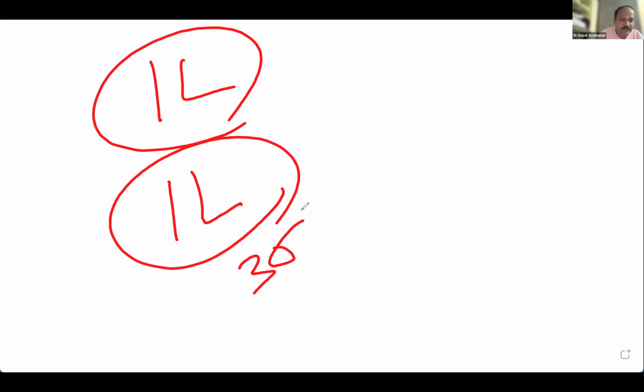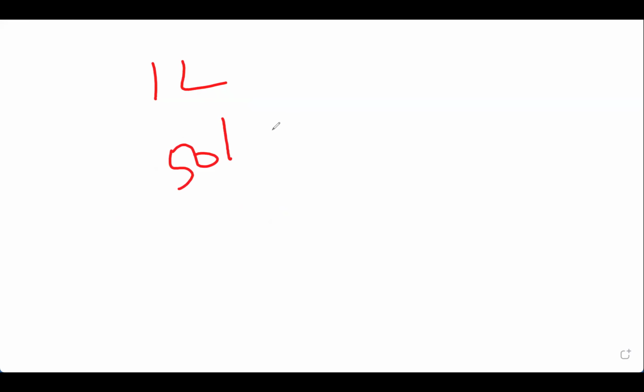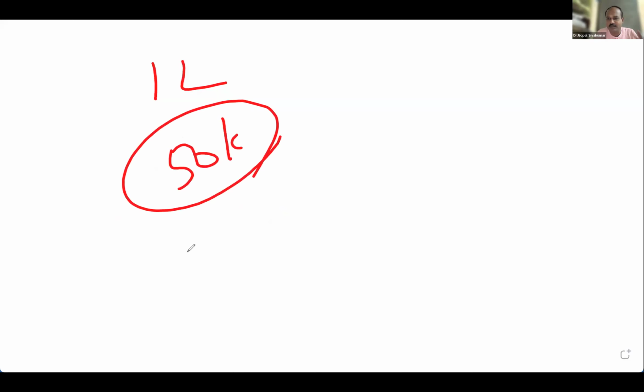Suppose you change this scenario. Your earning is 1 lakh, but your wife spends only 50,000 rupees. How is the scenario right now in your family? Easily manageable, yes or no? Yes. This is called a doubly capable scenario.